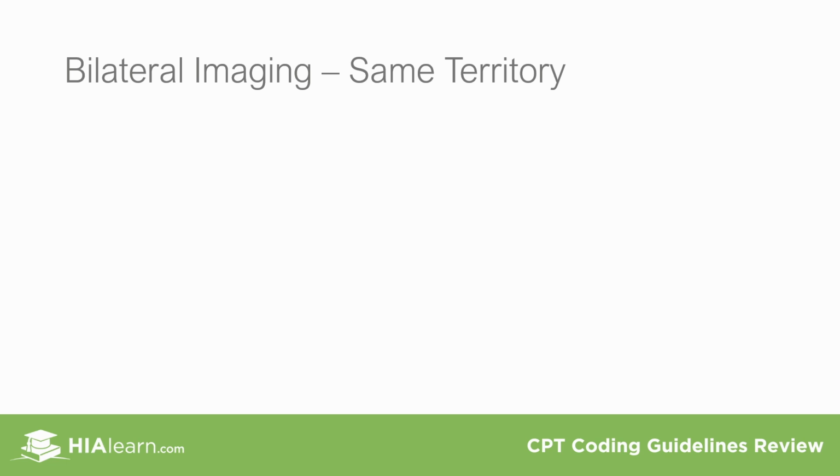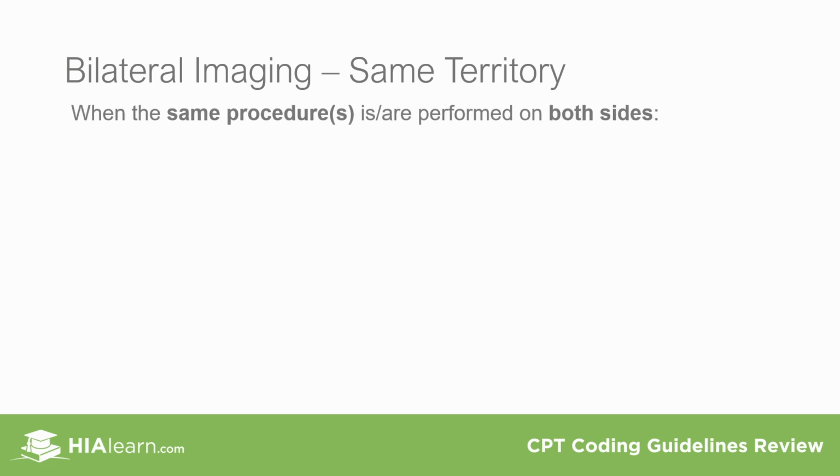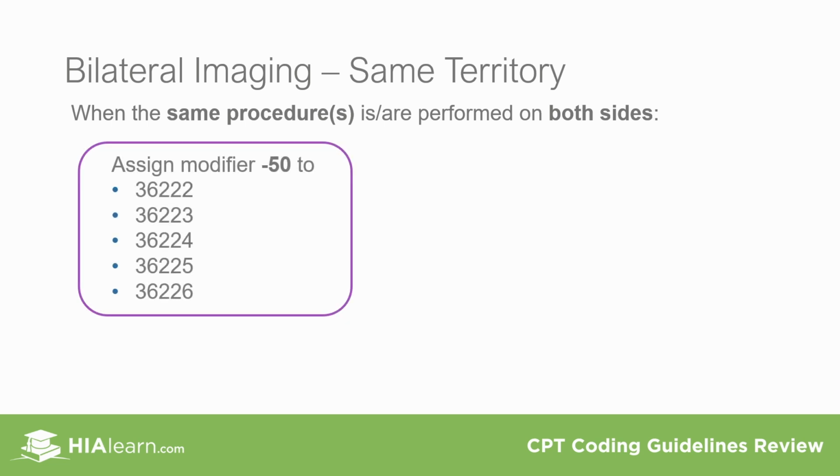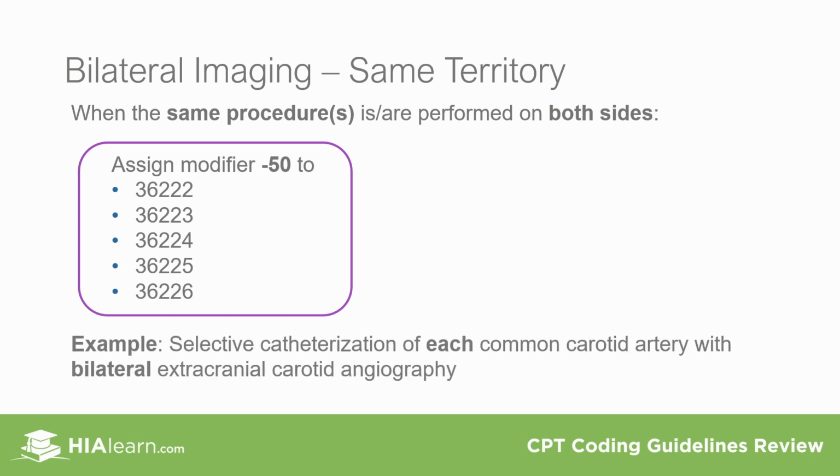In cases where imaging is performed bilaterally in the carotid territory and/or the vertebral territory, if the same procedure or procedures are performed on both sides, codes 36222 to 36226 are reported with modifier 50. For example, performance of selective catheterization of each common carotid artery with bilateral extracranial carotid angiography is reported with code 36222 with modifier 50 appended.